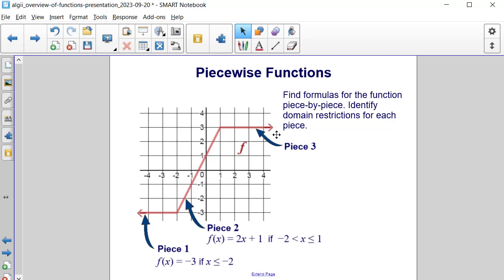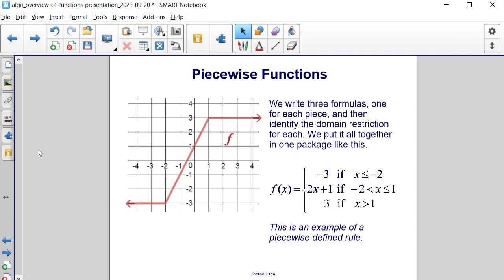Now let's look at piece number 3. In piece number 3, we again have a horizontal line. Its function value is 3 for x values greater than +1. And again, we have this as greater than 1 because being equal to 1 was taken care of in piece number 2. We then write the three formulas, one for each piece, and identify the domain restrictions for each one.